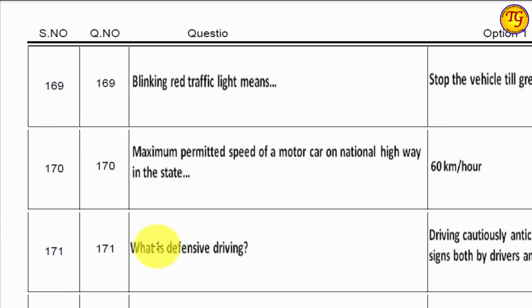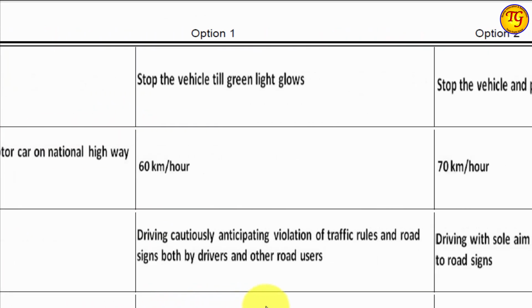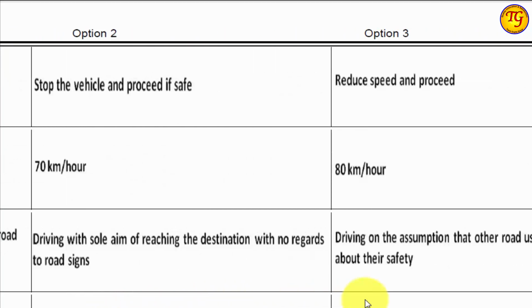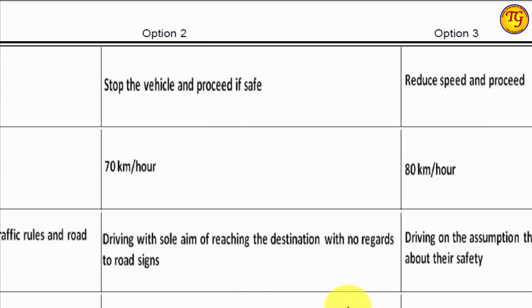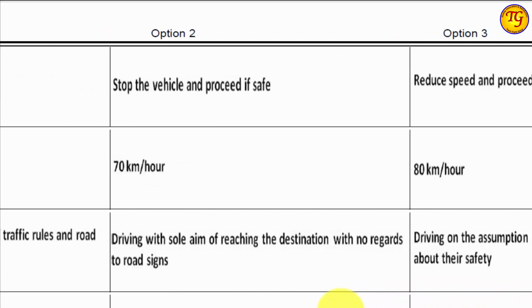Question number 169 says blinking red traffic light means stop the vehicle till green light glows, stop the vehicle and proceed if safe. And option number 3, reduce speed and proceed. So option number 2 is the correct one, stop the vehicle and proceed if safe.